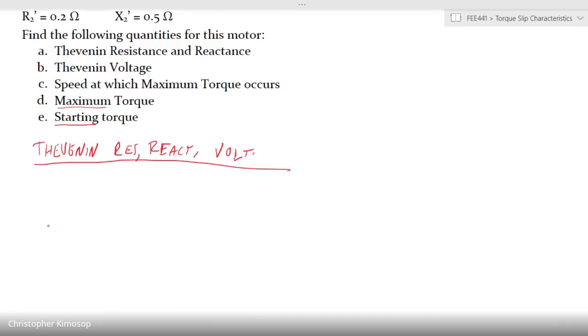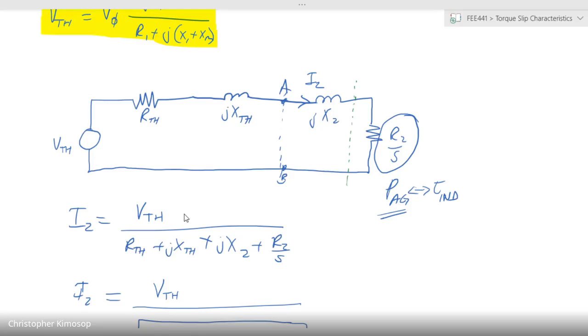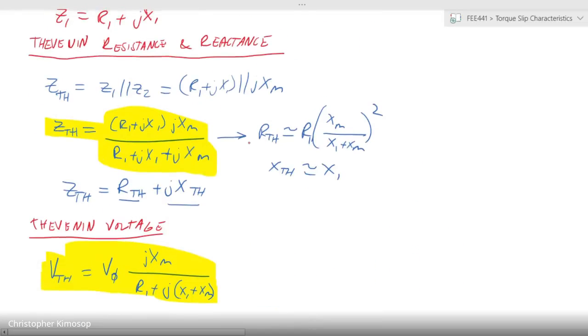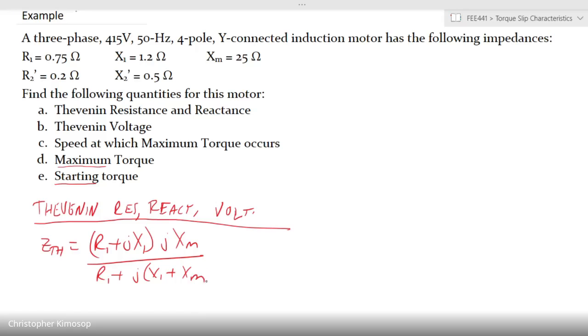Okay, let's do all of them together. From our previous equations, we have been told that the value of Thevenin impedance is given by R1 plus jX1 into jXM over R1 plus j(X1 plus XM). And what are these values for us here?